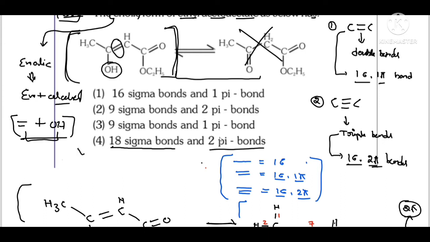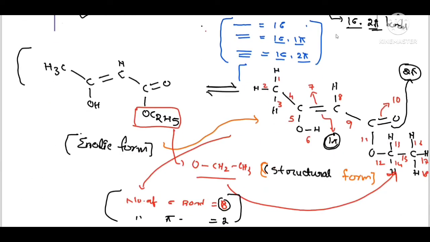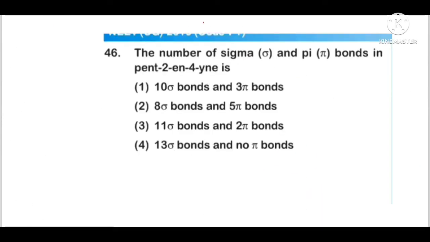So our answer is 4, that is our correct answer. Firstly, write the given compound in a structural formula. That means you have to write the structure in this way. You can easily calculate the number of sigma bonds and pi bonds. Now let us discuss another question, that is question 46.